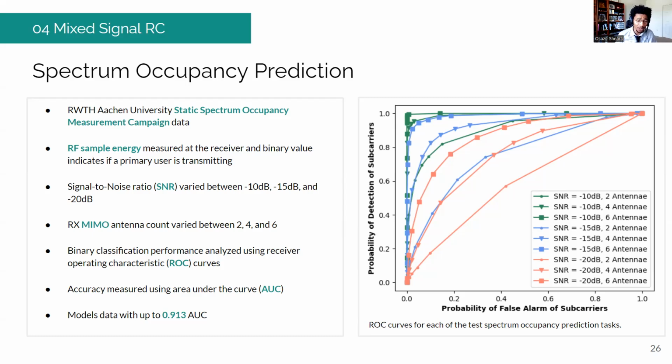So with this, you would expect the best performance, as shown on the right side, corresponded to an antenna count of 6. So the most antennas and the least amount of noise. How this data is measured on the right side is using a receiver operating characteristic curve. What this curve shows is the predictive performance of the model for a variety of different thresholds. So this is a very popular approach for measuring the binary classification performance of a network.